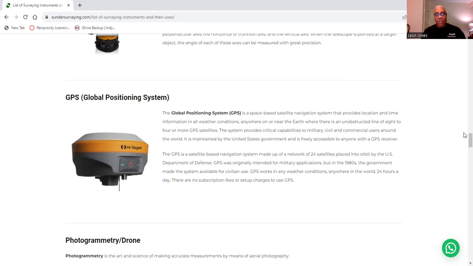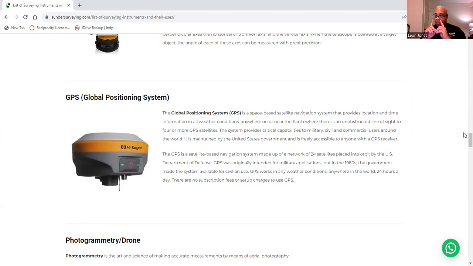Again, the GPS is a satellite-based navigation system made up of 24 satellites placed in orbit by the U.S. Department of Defense. Now, again, I mentioned it before, and I'll say it again. GPS was originally intended for military applications, but in the 1980s, the government made the system available for civilian use. Why? Because GPS works in any weather condition, anywhere in the world, 24 hours a day.